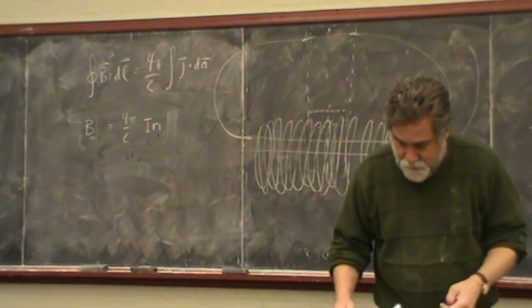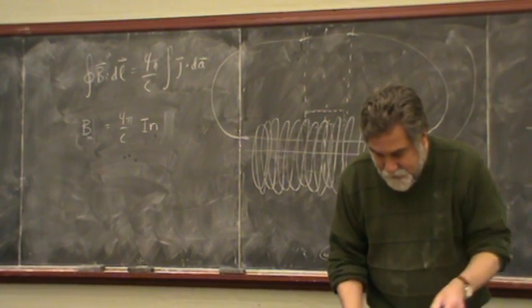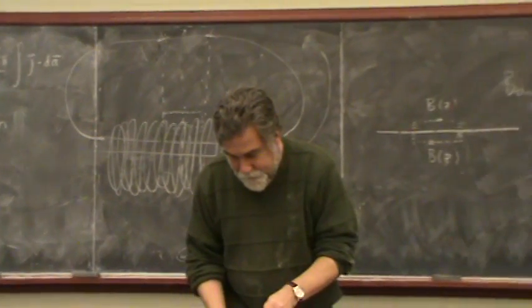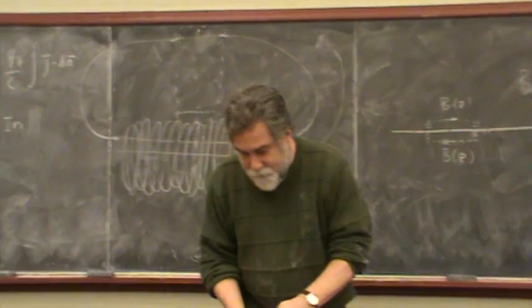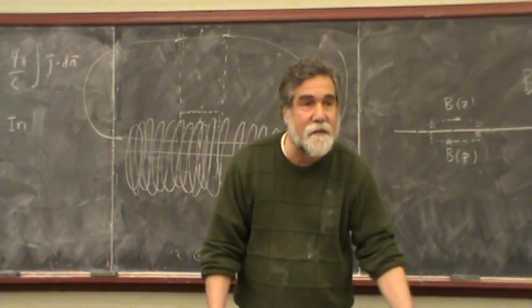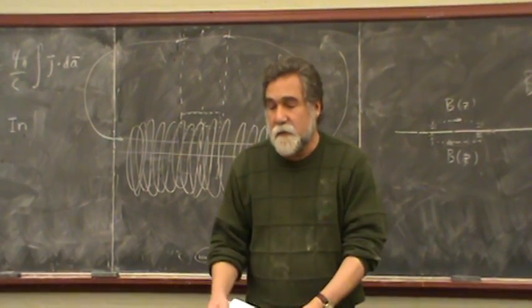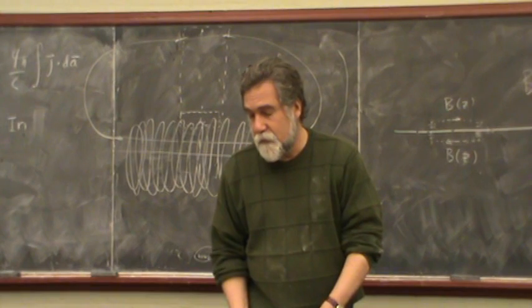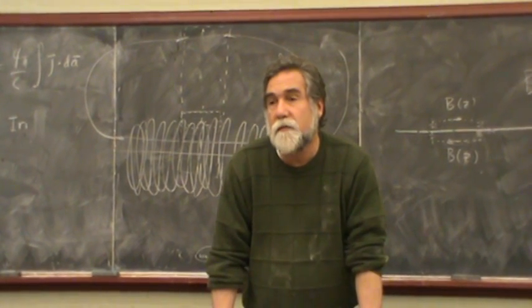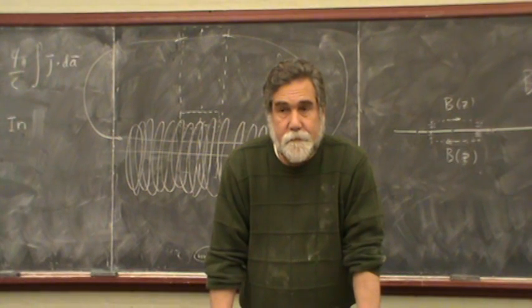Okay. I'm going to save discussions of vector and scalar potentials until next time around. Josh: What was n again? The number of turns in the solenoid per unit length. Thank you.